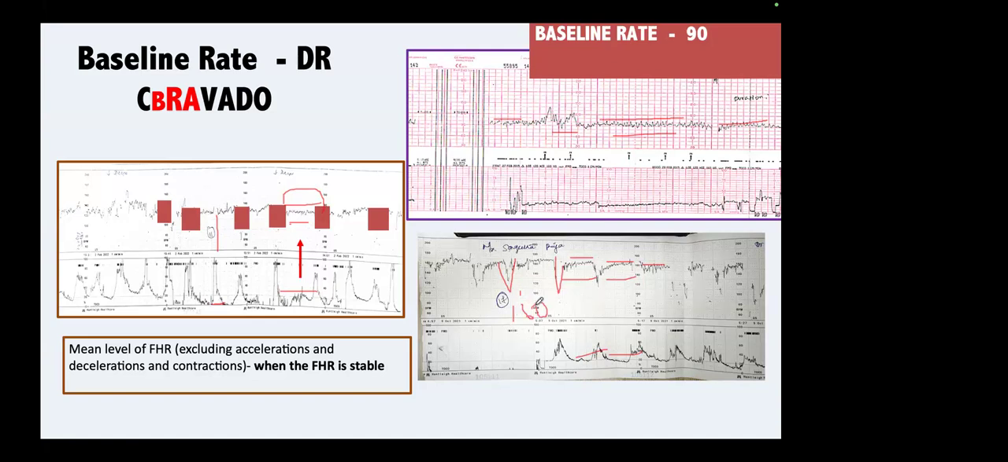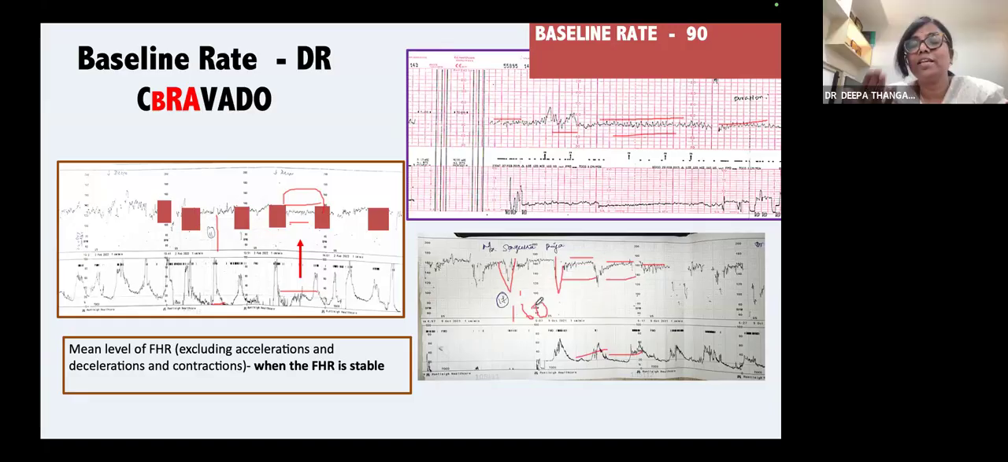No, ma'am. 160 for a 40 weeker is a baseline tachycardia. So it comes under amber. That is, it is suspicious. On top of it, there is a fleeting deceleration, a quick deceleration. So for this baby's CTG, you have to see the previous CTGs, the previous 1 hour or 2 or 3 hours before.